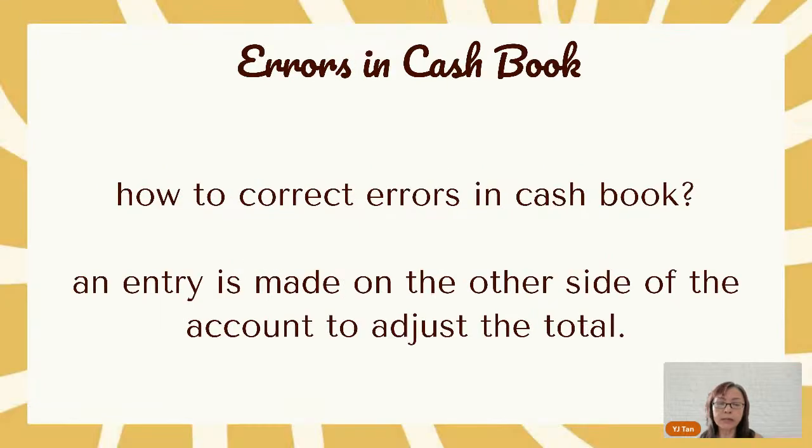Now there are certain things that may happen in the cash book with some errors. So how do we correct the errors in the cash book? An entry is made on the other side of the account to adjust the total. For example, you realize there is a mistake or a typo made in the cash book. So if, let's say, it is debit overcast, then you need to reduce it in the credit. That means a new entry on the credit side. So it's just the other side of the account that we use.